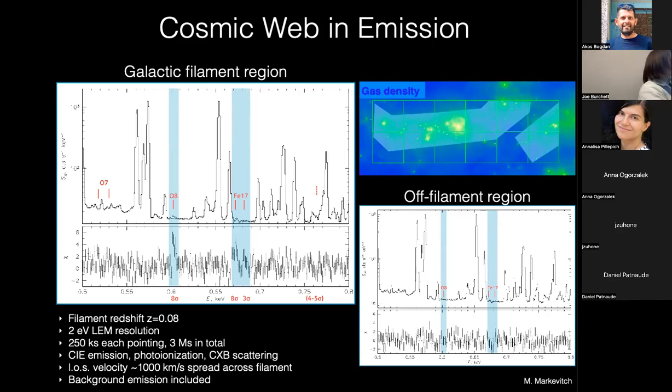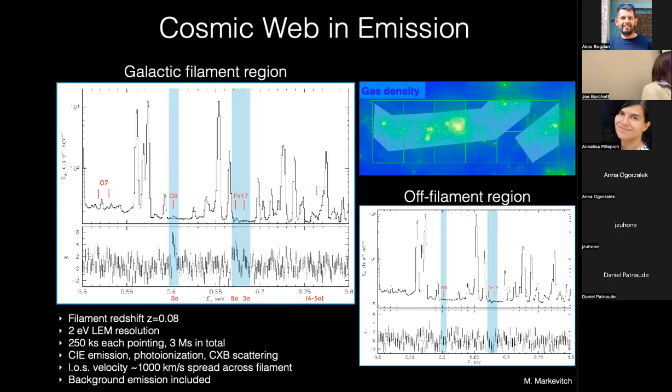Just if you're not yet convinced, you can look at the region off the filament over here. We did exactly the same process, and you clearly do not see any signal once we're off the filament. So no surprise. This is pretty exciting because it means LEM will be able to observe the cosmic web in emission.